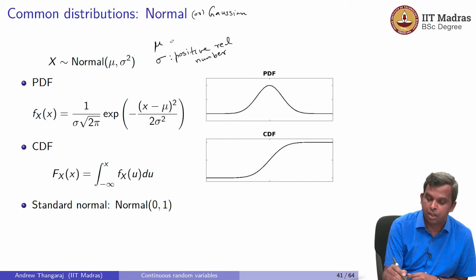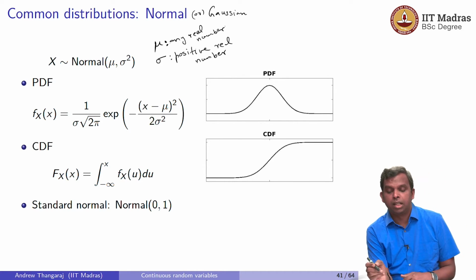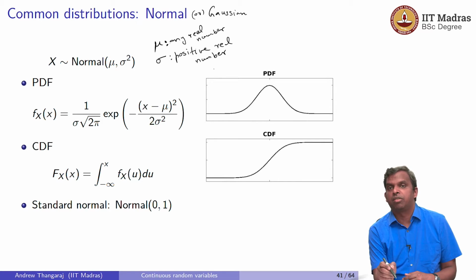So mu, maybe I should say, is any real number. It can be positive, can be negative. Sigma, on the other hand, is a positive real number. Okay, so that's the constraint. So sigma squared is written that way.